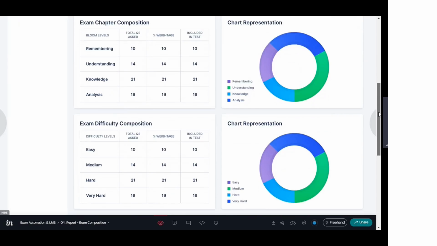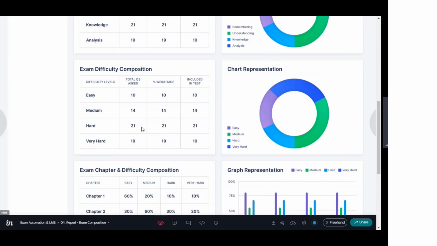The next table we have presented is about the difficulty levels, with questions categorized as easy, medium, hard, and very hard. It shows the number of questions asked in the examination, the percentage in terms of weightage, and what that number should have been in that particular question paper. This whole comparative table is presented through this reporting part, followed by the representative chart presentation.